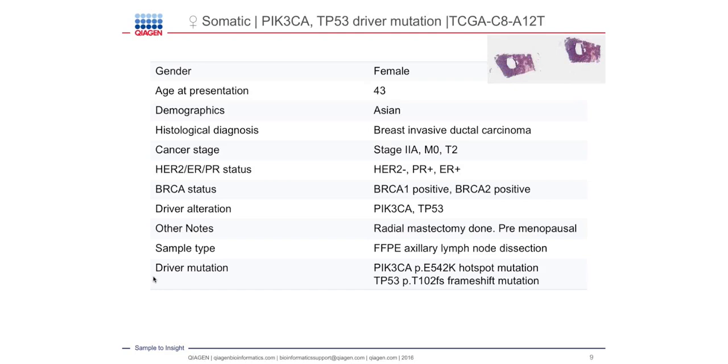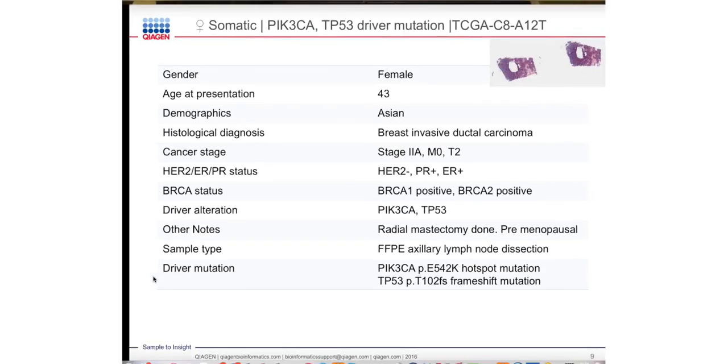That being said, though, PIK3CA is most likely the driver mutation in this particular case. One other important fact for this case is that at the time of presentation, this patient was premenopausal. She was not in a post-menopausal situation. So I will now dive into the actual molecular information of this particular case, and this is what we see here.